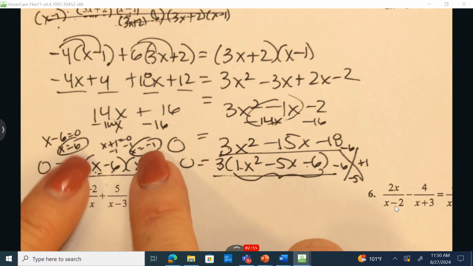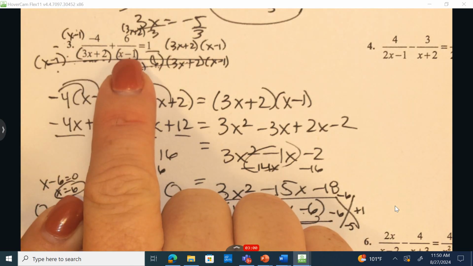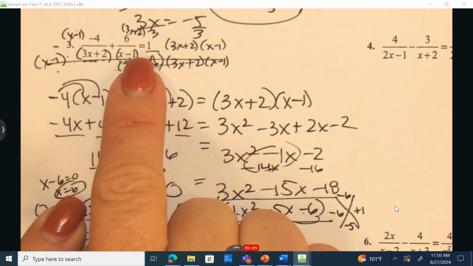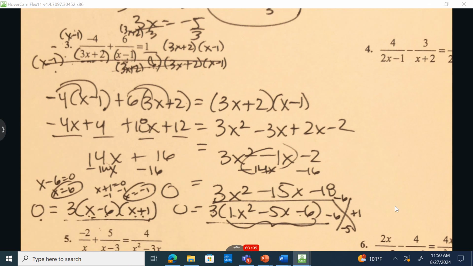Now notice, negative 1 and positive 6, if I plug them into the original problem with the denominators, I do not end up with a denominator equaling 0. So these are my two answers here of positive 6 and negative 1.